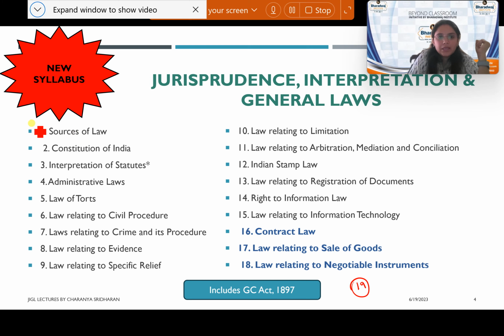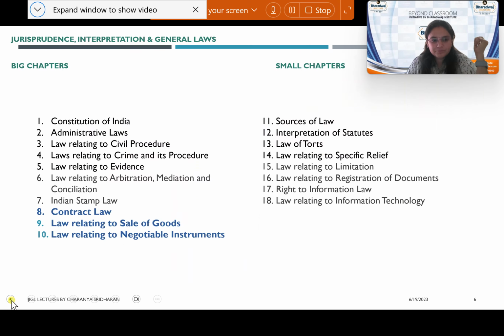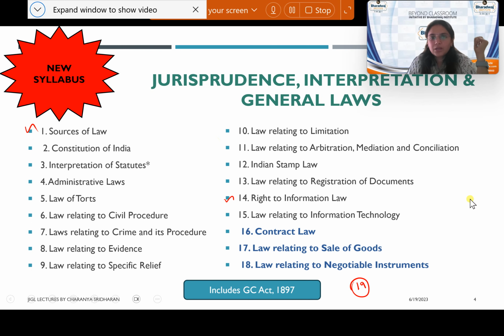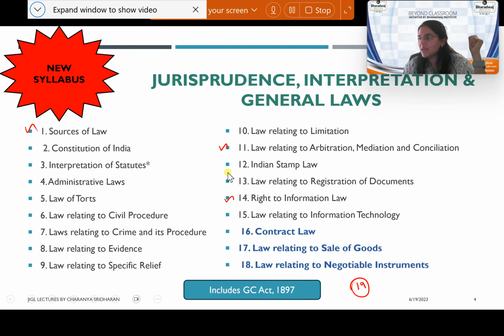Okay, the next one, the third item I'm going to line up for you, is arbitration and conciliation. Item number 11, law relating to arbitration, mediation and conciliation. When I am done with these 3 laws, you should be familiar with the pattern and my style of teaching, and you will also get used to notes writing and this mode of communication.